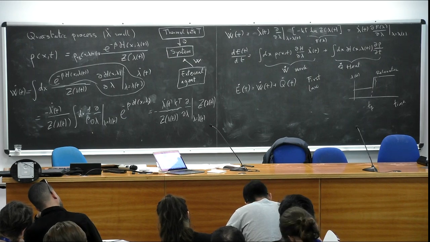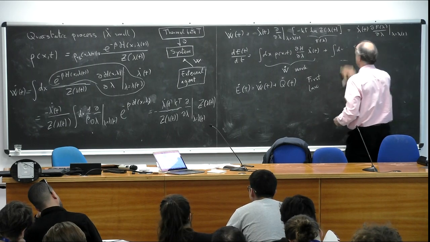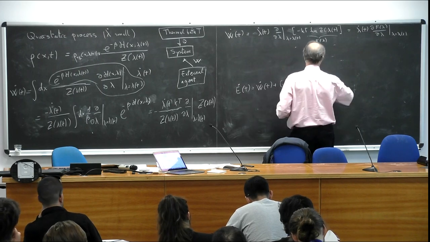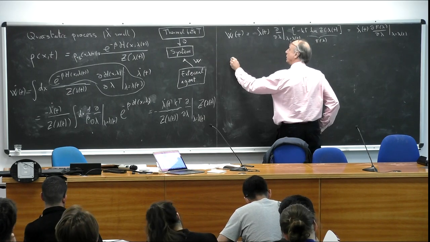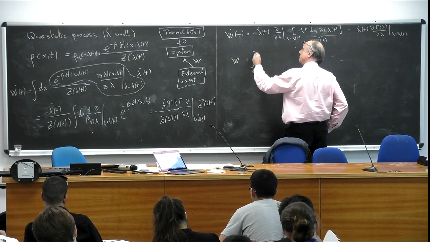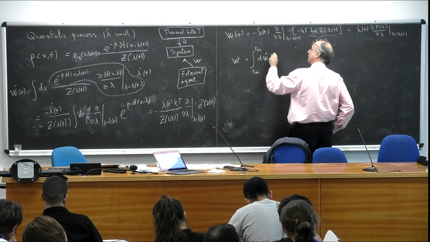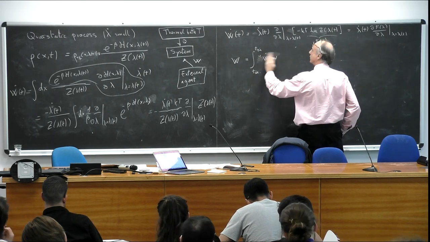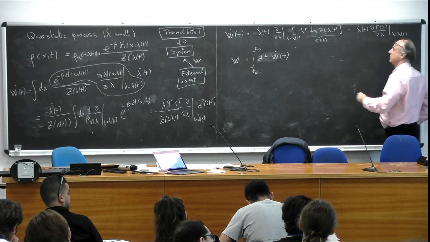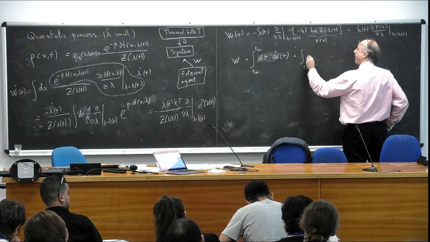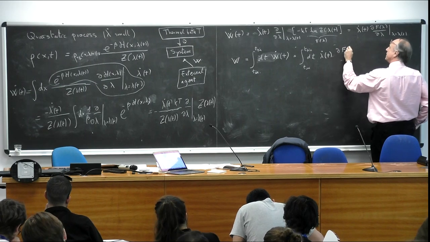Okay, and now let's integrate this over a process. W, between some t0 and t final, or initial and final, of dW over dt. You put this here, and you see that this is an exact differential, no?